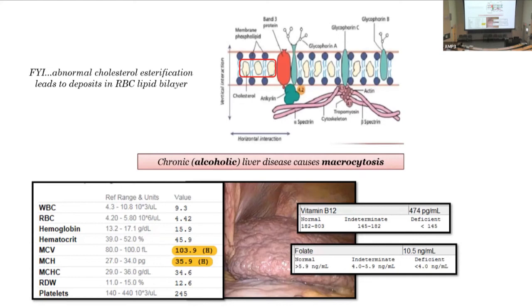The question comes up is, why do you get macrocytosis with alcohol-associated liver disease? And it has to do with cholesterol esterification. And later on, I'm going to say fatty liver, fatty red cell membranes. That's just the way to think about it. You get fat deposits in the red blood cell membrane. That's why the cells get enlarged in patients with alcohol-associated liver disease.